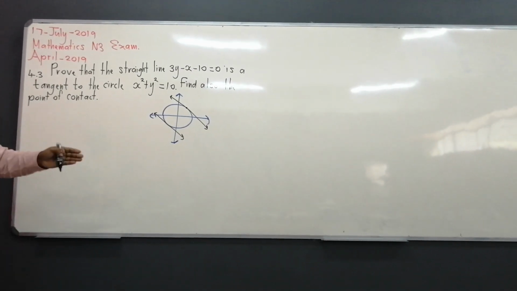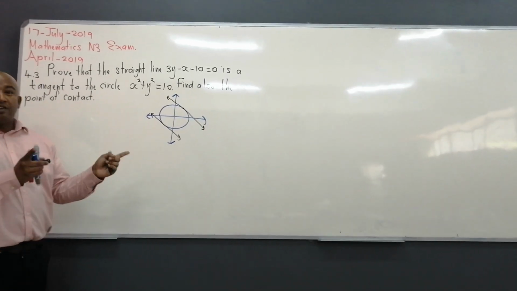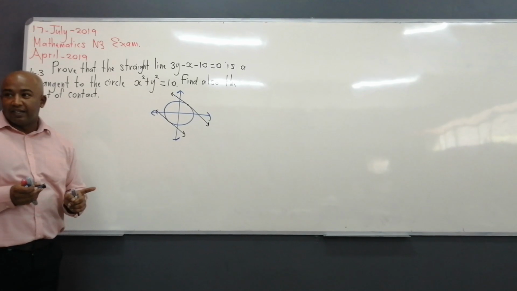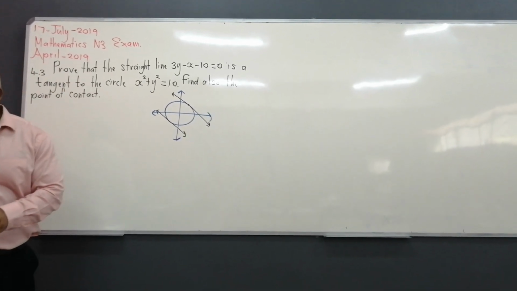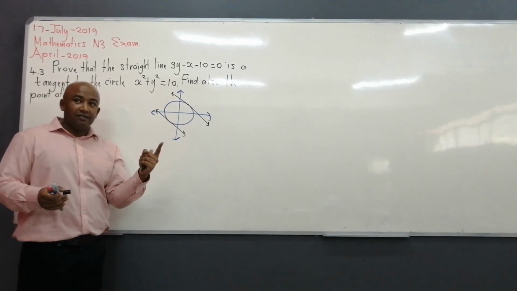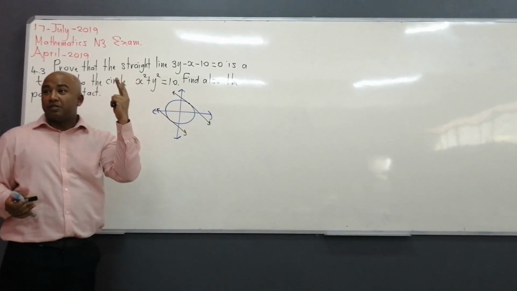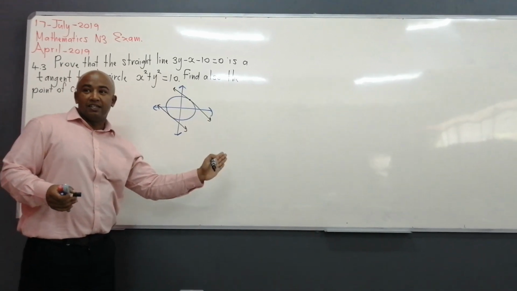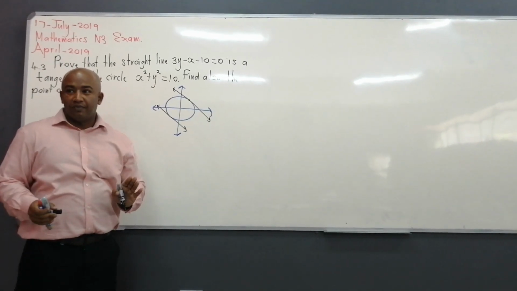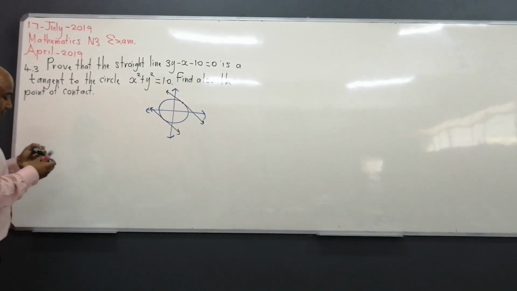Okay, so prove that the straight line is a tangent to the circle. So what we're going to do is we are going to solve simultaneous equations. Okay, and let's see how many points or how many solutions do we have. If we come out with only one solution, that means there's only one point of contact. If we come up with two solutions, then there's 2 points, that means the straight line is cutting the circle twice and it's not a tangent. Right, so let's try it out. Let's see what happens.